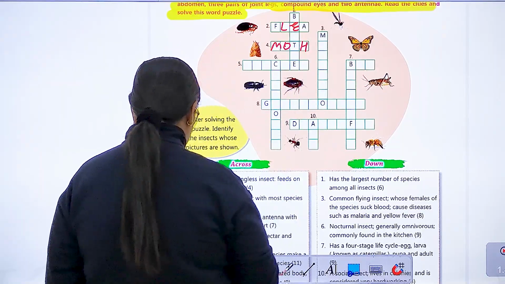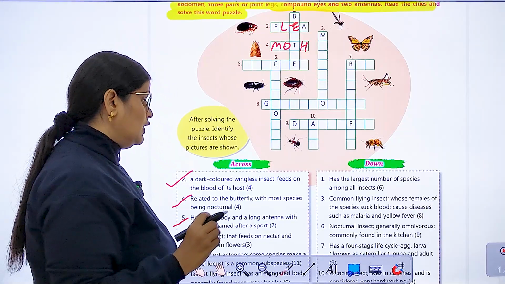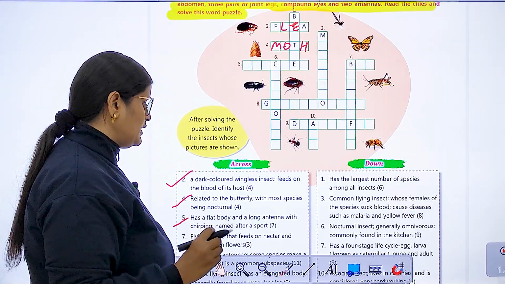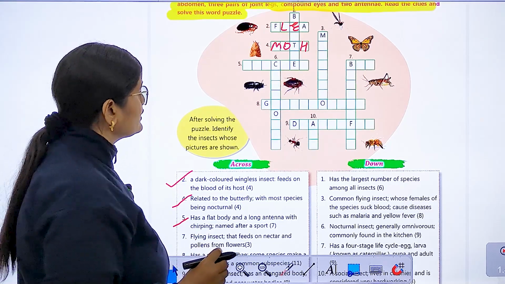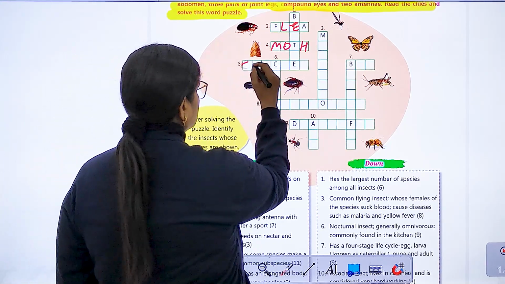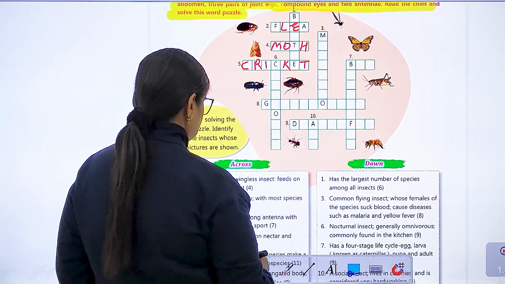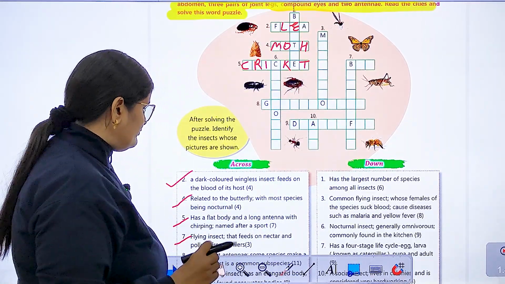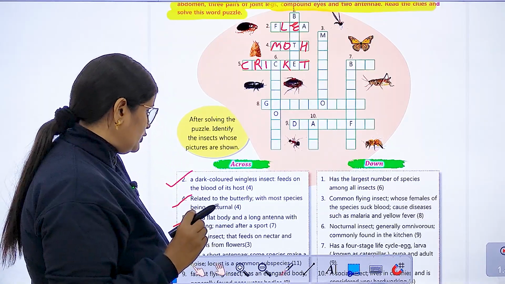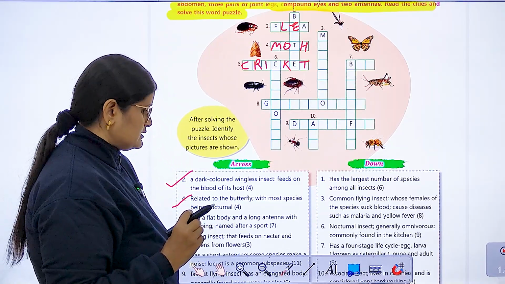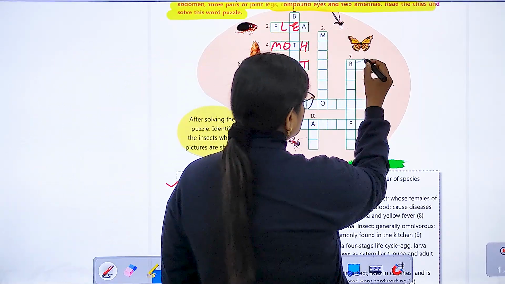M-O-T-H. Moth. 5. Has a flat body and a long antenna with chirping, named after a sport. Number 5. It is cricket. 7. Flying insect that feeds on nectar and pollen from flowers. Number 7. It is bee.